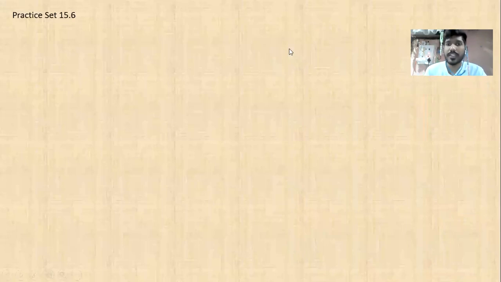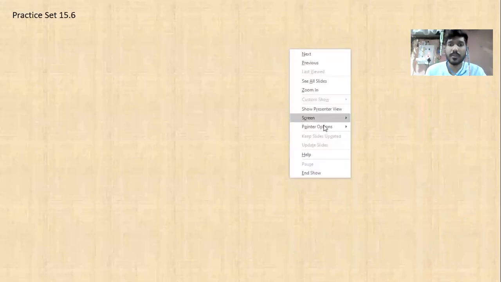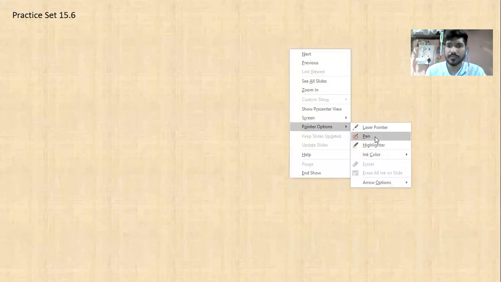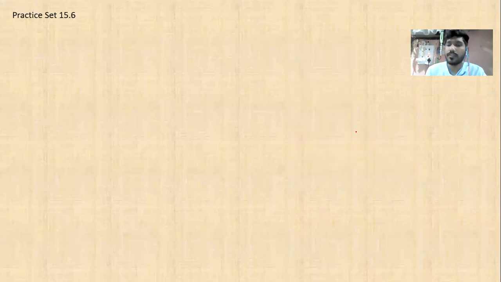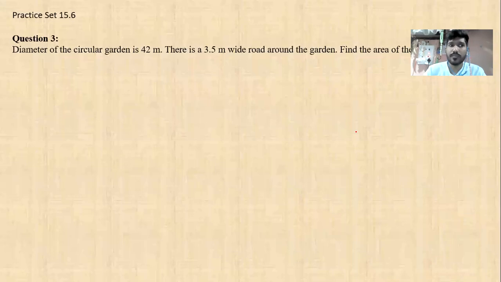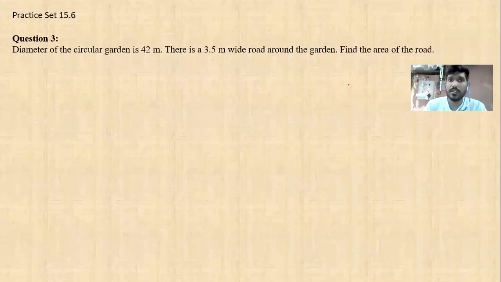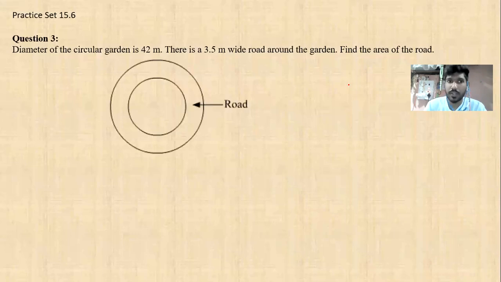Okay, so we'll start with the class. Debrief of yesterday's class. We had done this sum. The diameter of the circular garden was given as 42. There is a 3.5 meters wide road around the garden, and we have to find out the area of the road. So this inner circle is the garden, and this portion is the road in the figure.